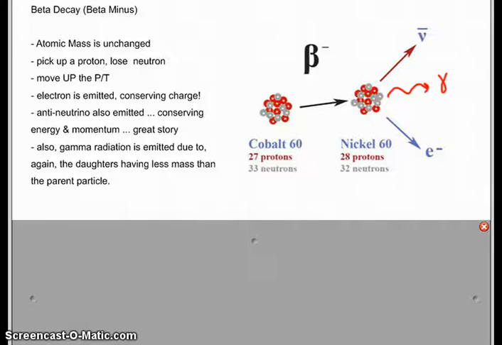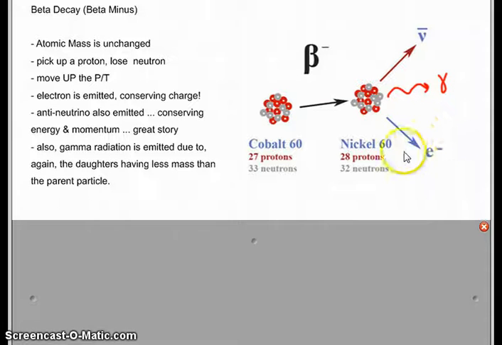The next type of decay is called a beta decay. In fact, there's kind of two versions of it. We'll walk through what's called the beta minus decay, and there's the symbol for it, beta minus. With the beta minus, the atomic mass is unchanged. So here's our example. Cobalt will undergo a beta minus decay into nickel, and in the process it will emit an electron, an antineutrino, and some gamma ray radiation.